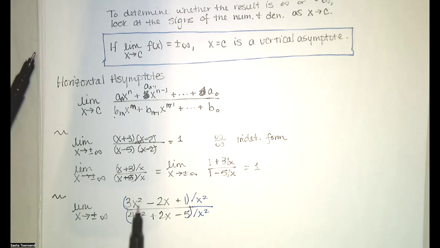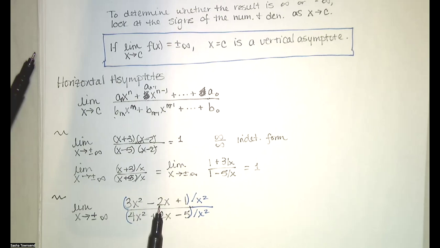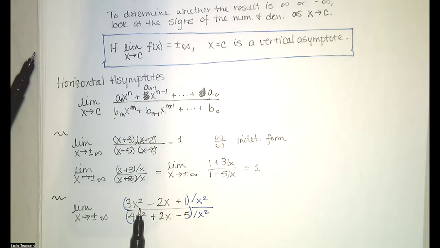As x goes to positive infinity, this 3x squared is going to dominate. It's going to determine the end behavior. It's going to determine what happens as x gets very large, because 3 times a million squared is much, much greater than negative 2 times a million. Even though negative 2 times a million is a lot, a million squared is much more than that. So this really determines the end behavior. And the same is true with this one.